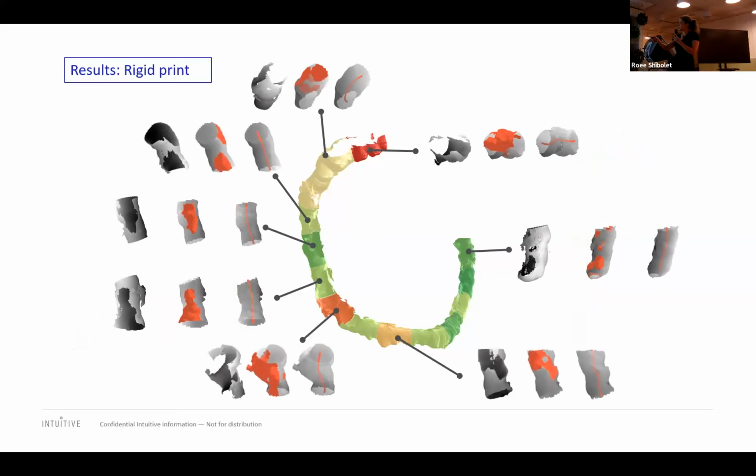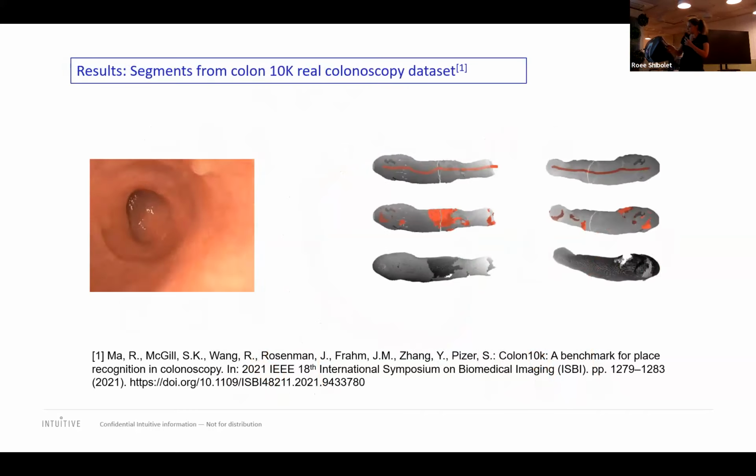We also try. This is an output of SLAM that was run on a rigid print of a colon. We also tried to test it on the output of SLAM from a real colonoscopy video. And here again, even though the data looks very different from our training data, we got results that made a lot of sense. You can see here the input point cloud, the estimation of the holes, and the center line.